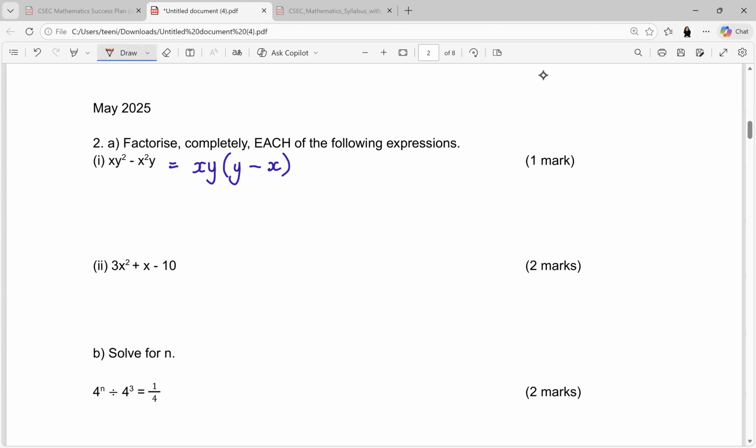Guys, to check your answer, simply multiply your factors out. So say xy by y would be xy squared, and then xy by minus x will be minus x squared y. So you see I get the original thing. So that's how you do it, okay?